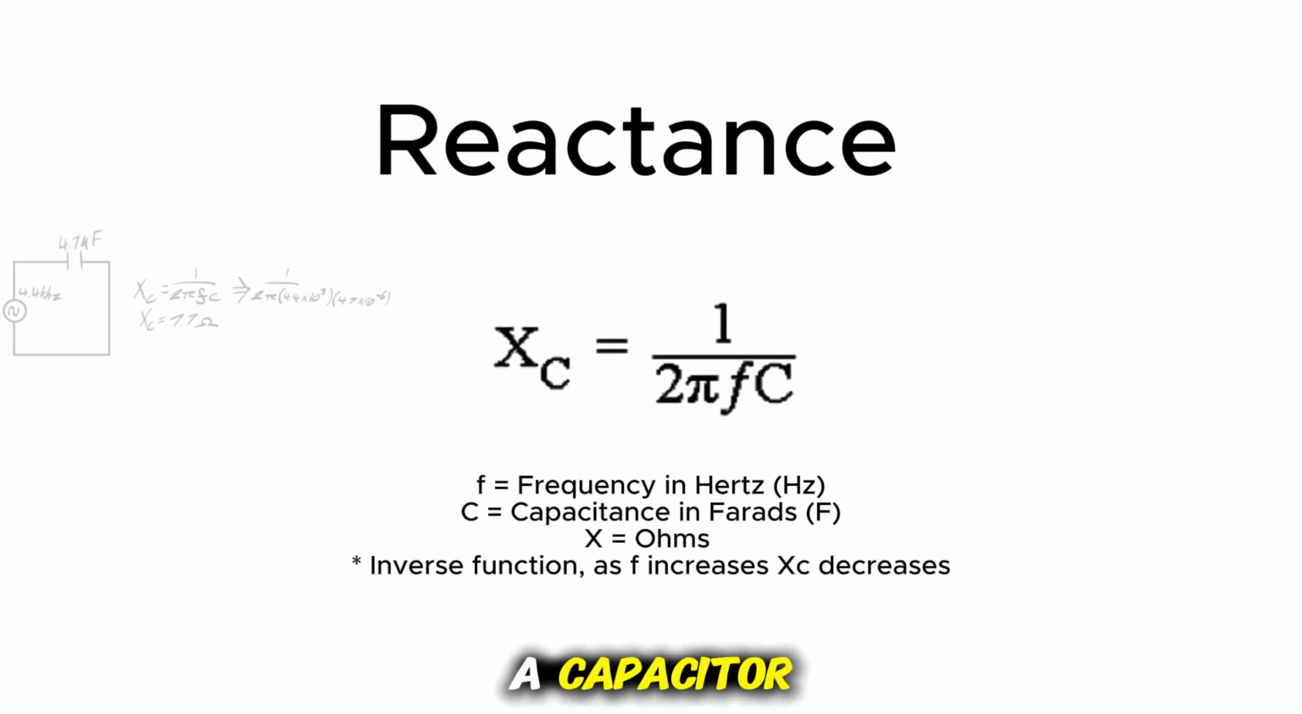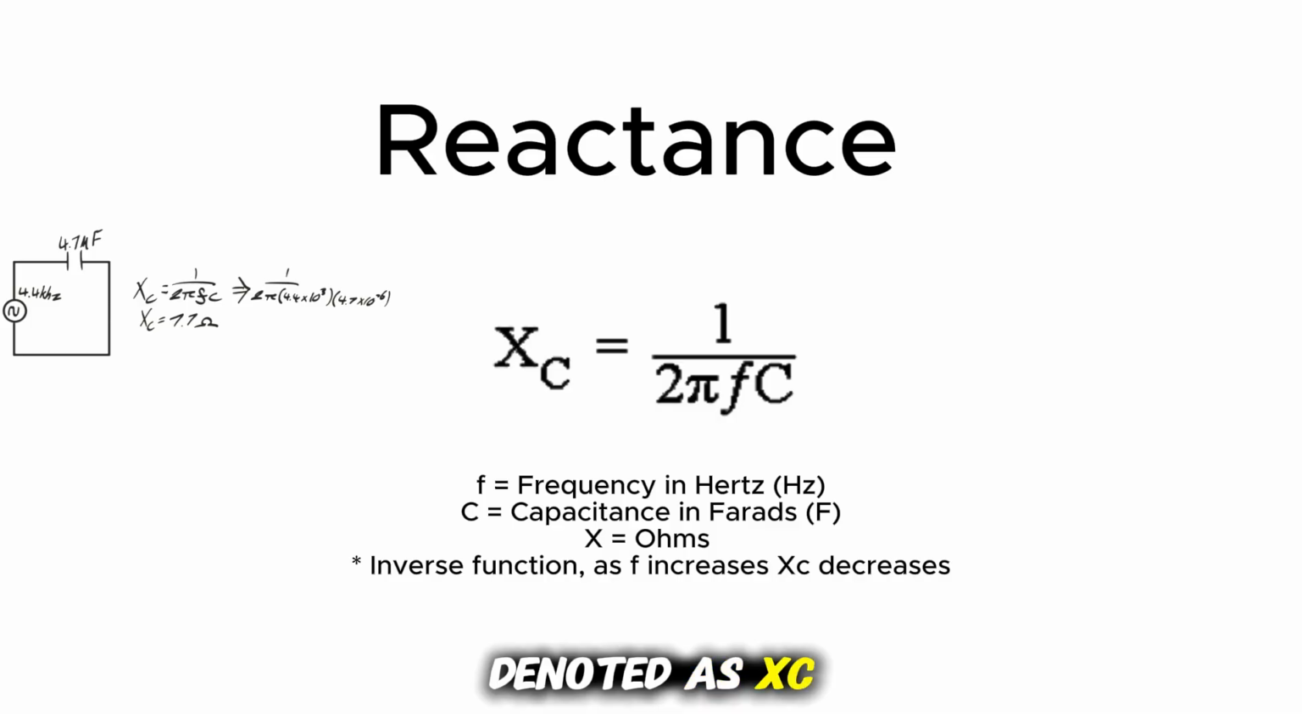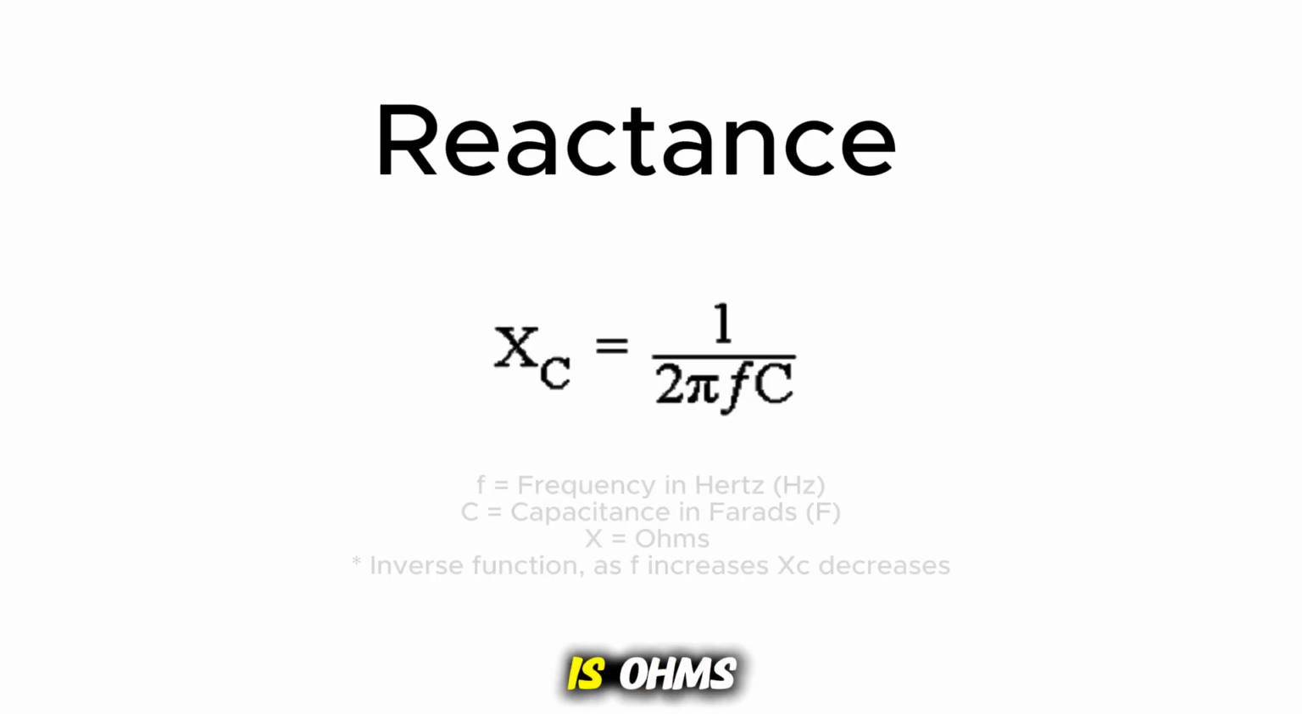The reactance of a capacitor, denoted as Xc, is equal to 1 over 2 pi frequency times capacitance. The capacitance is measured in the unit farads, and frequency refers to the frequency that is delivered by the AC source. It's also important to note that for both capacitors and inductors, the unit of measurement for reactance is ohms.